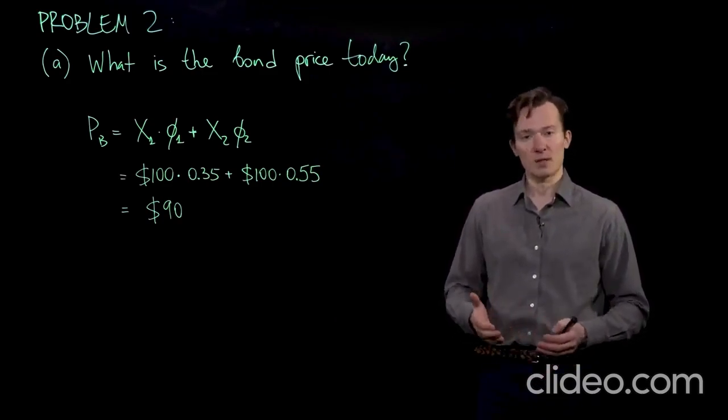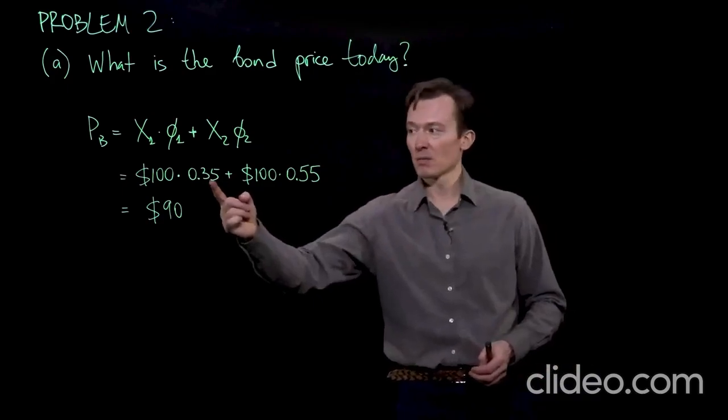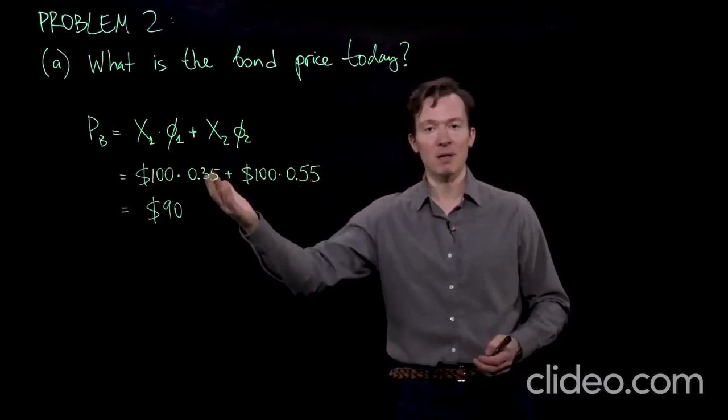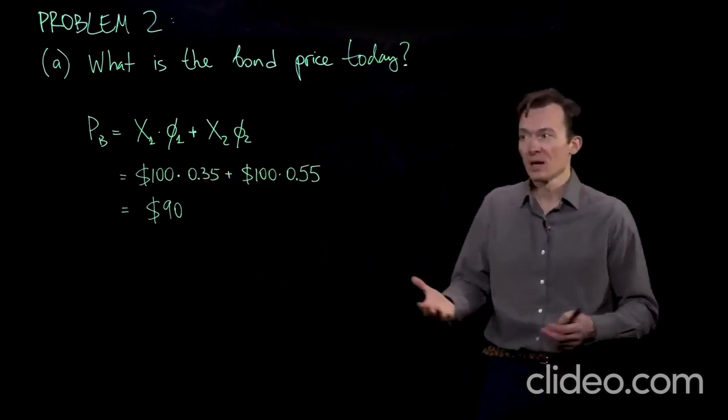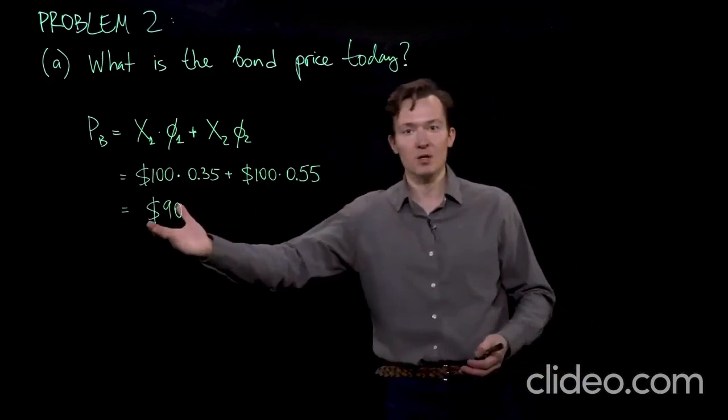Notice, this is a riskless bond. So one shortcut that we can take here is just simply to add up state prices, 0.35 plus 0.55, that gives us 0.9, and multiply it by the payoff that we get from this bond, $100 in both states. So that would give us $90.